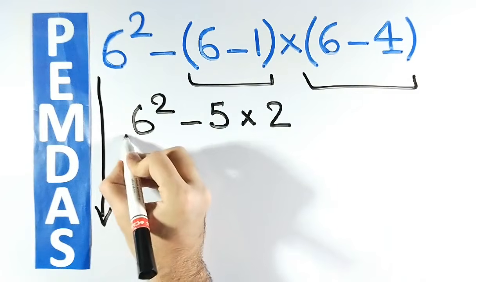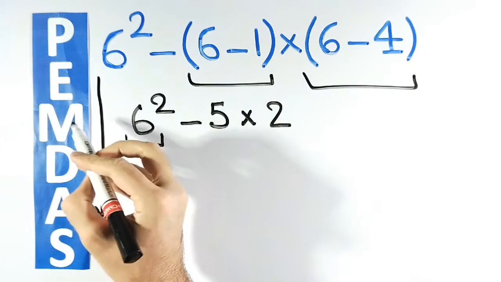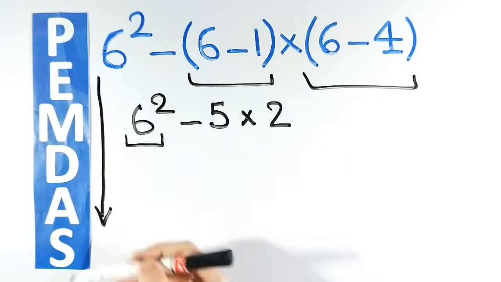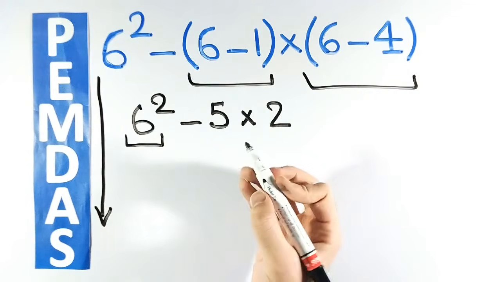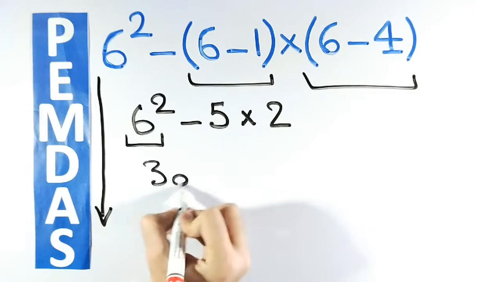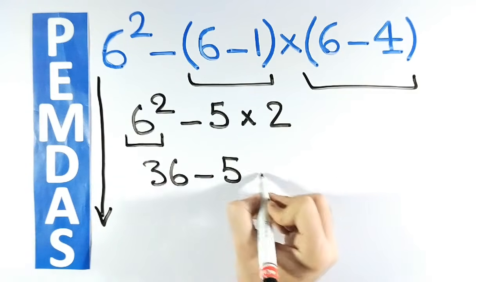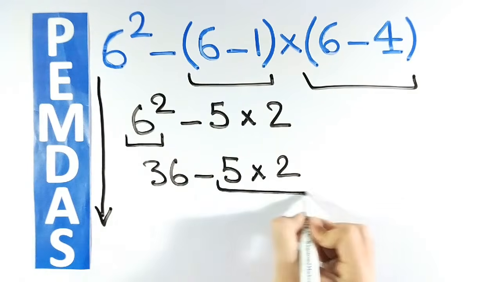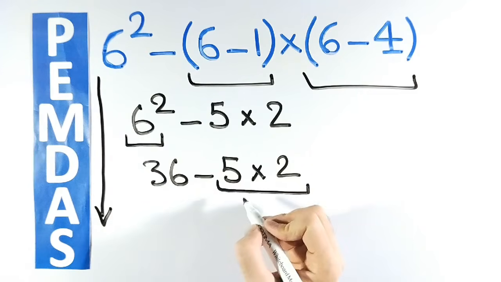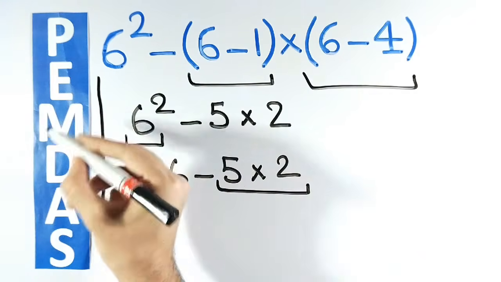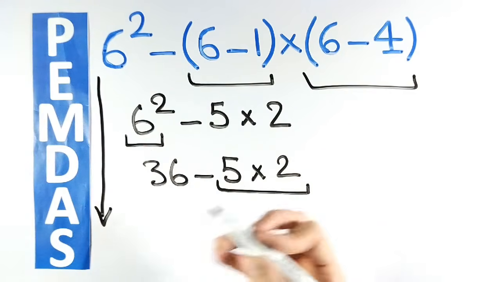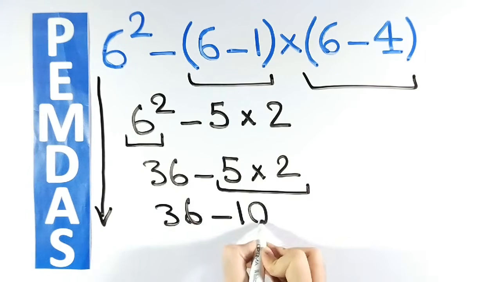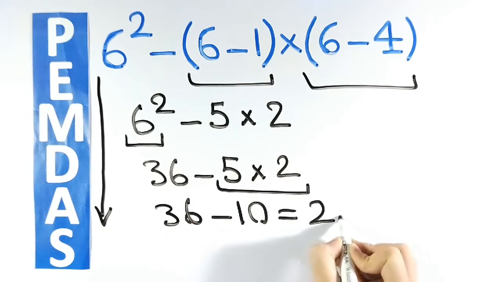In the next step, we go for the exponent, because in the PEMDAS rule, after parentheses, exponent has the highest priority than the other operations. So, we rewrite this expression as 36 minus 5 multiplied by 2. In the final step, we go for the multiplication between 5 and 2, because multiplication has priority over subtraction. So, we rewrite this expression as 36 minus 10, which finally gives us the answer 26.